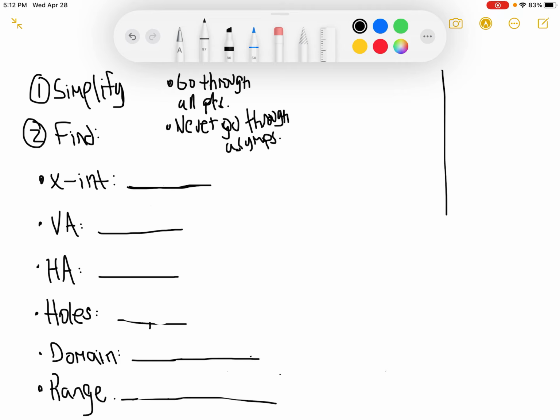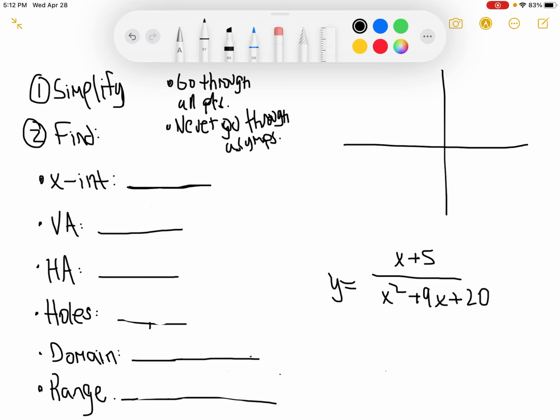Our next example is y equals x plus 5 divided by x squared plus 9x plus 20. First step is to simplify. We can't do anything with the numerator, so let's factor the denominator. I'm not going through this because we already learned it, but using the product-sum method you would get x plus 4 and x plus 5.